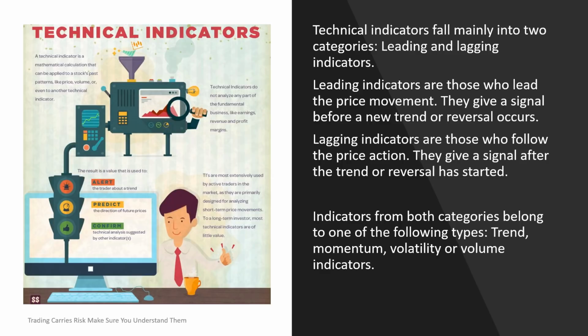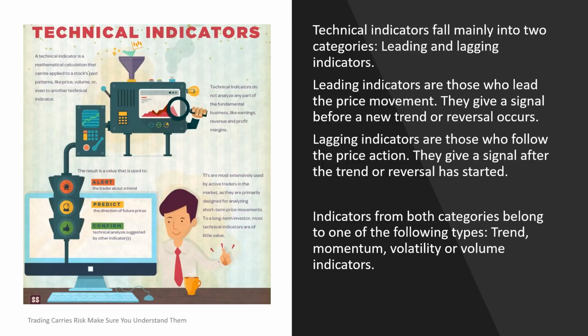Since nothing can tell you that you're actually at the very top of the trend at that moment, all it can do is lead you and tell you that the market is overbought or oversold, or that the market is ready to reverse. Not at what point it's going to reverse, but that it's getting to that point. That's called a leading indicator. Lagging indicators are those that follow price action. They give a signal after the trend or the reversal has started. So a lagging indicator actually tells you that the uptrend it was in is over and has now moved into a downtrend.